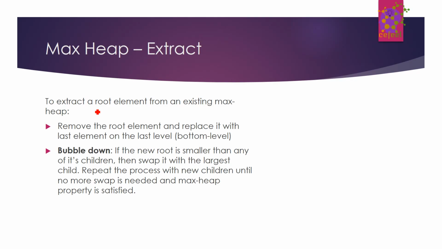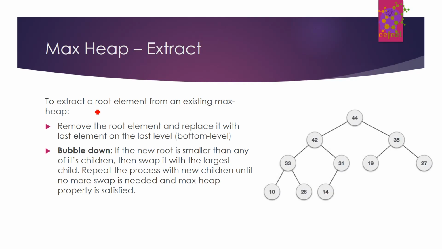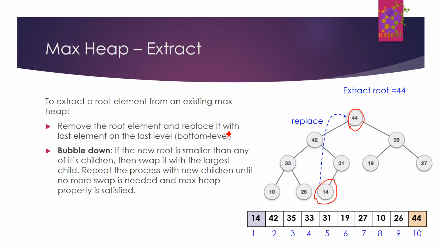So let's see it with an example. Let's say this was our heap, and now we want to extract the root, which is 44, which means we want to remove this node 44. So what we do is, as we discussed, first we will replace it with the last element, which in this case is 14. Remember, last element means the last element from left to right in the bottommost level. And then we remove 44 and replace it, and this is how it looks in the array.